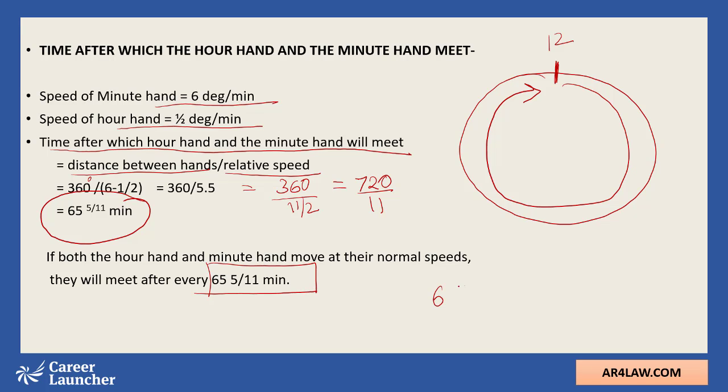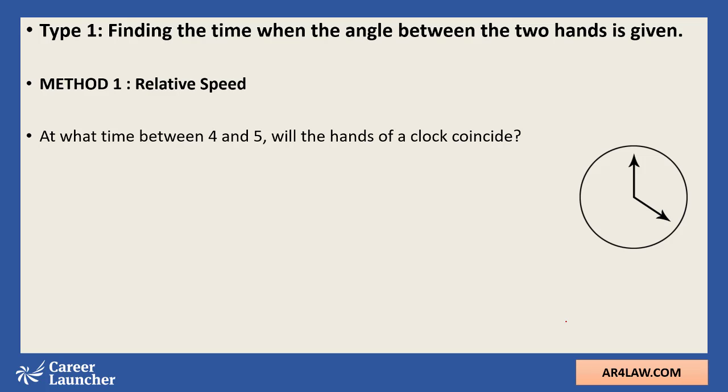This data is very important. There are a few kinds of questions. In order to solve them, you need to have this data with you. If you don't have this data with you, you cannot actually attempt those questions. Now let's discuss the type 1 kind of questions, which are finding the time when the angle between the two hands is given. Now there are multiple methods to approach this. So I have discussed all the possible methods in which this question can be done, and then you can figure out which particular method works better for you.